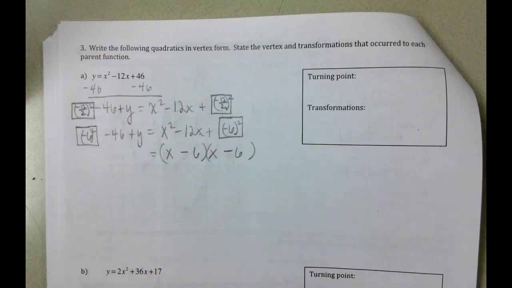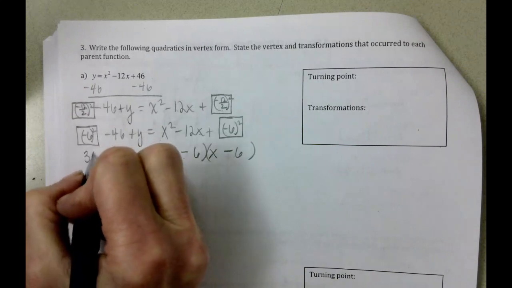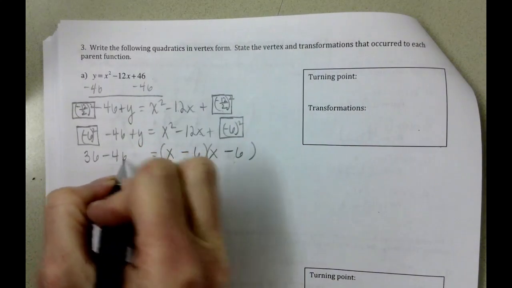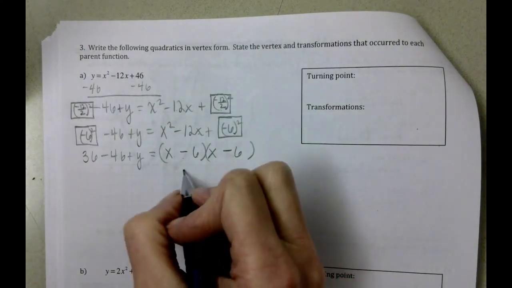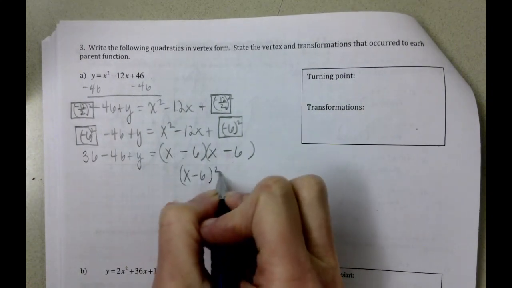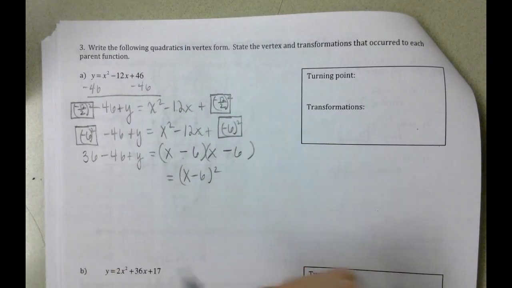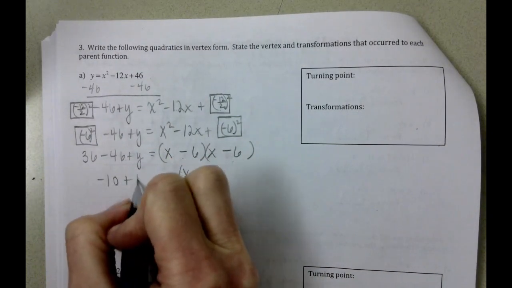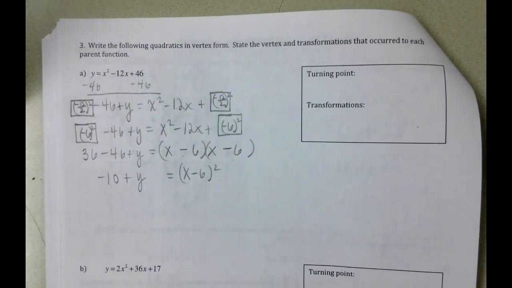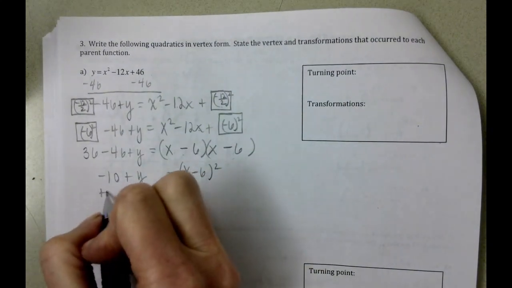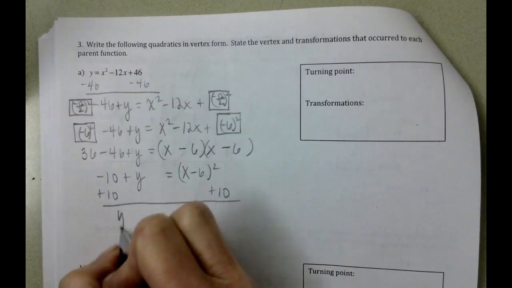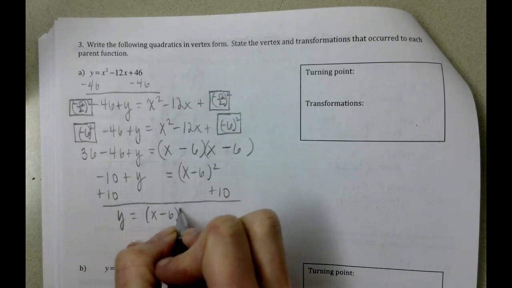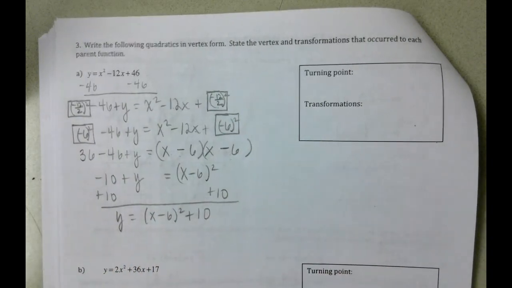And over here on the other side we can start simplifying. Negative 6 squared is 36. If you need to type that into your calculator, then make sure you put parentheses around there. We can condense over here and we get x minus 6 squared, and 36 minus 46 is negative 10. And the last step here is that we want to solve for y, so we're going to add 10 to both sides, and we get y equals x minus 6 quantity squared plus 10.